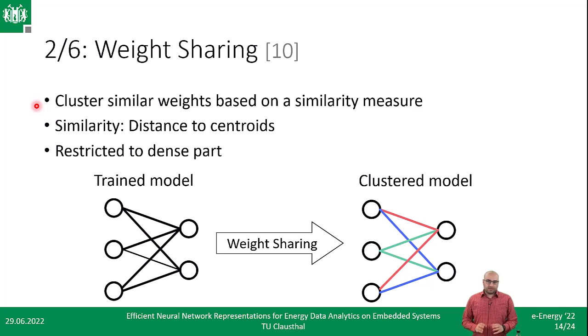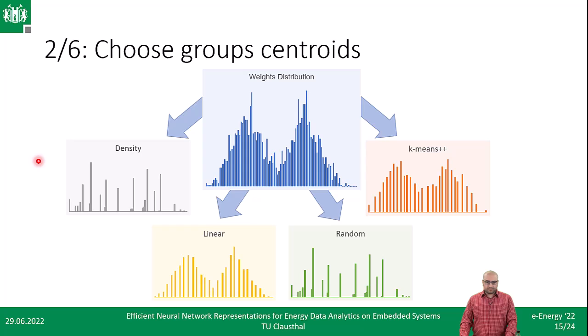First, centroids are determined and each weight is then grouped into the cluster with the minimum distance to its centroid. As the majority of the sequence-to-point model weights are located in the dense part of the network, we also tried to restrict the application of weight sharing to this dense part of the network in the hope that the unaffected convolutional part maintains the model performance.